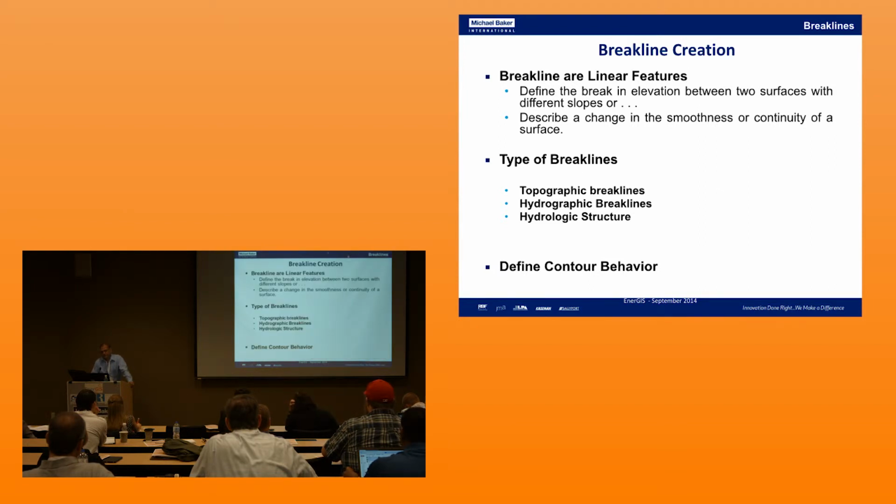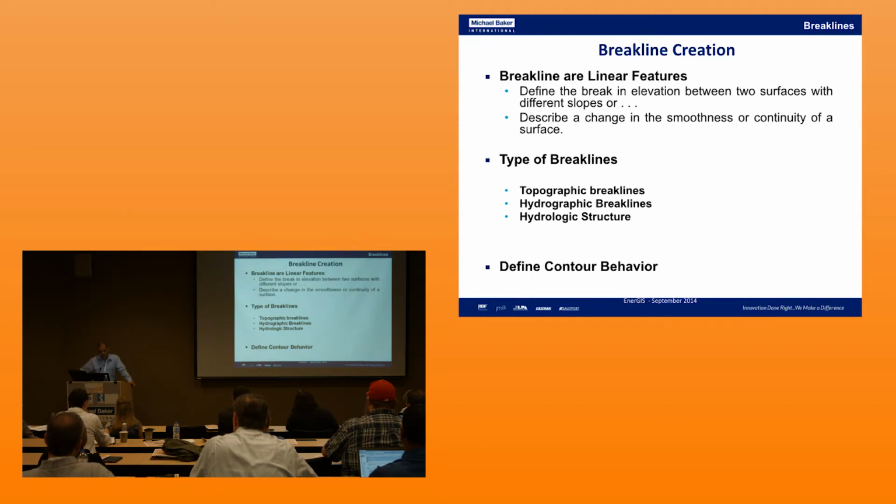So now the basic question is, what is a breakline? Before we get into the details of breakline collection, what is a breakline? Basically, a breakline defines the break in elevation between two surfaces with different slopes, or describes a change in the smoothness or continuity of a surface. So when you generate derivative products like contours or the elevation grid, breaklines play an important role, so that your product will represent the terrain as closely as possible. To that extent, breaklines are very essential in any area LiDAR project.